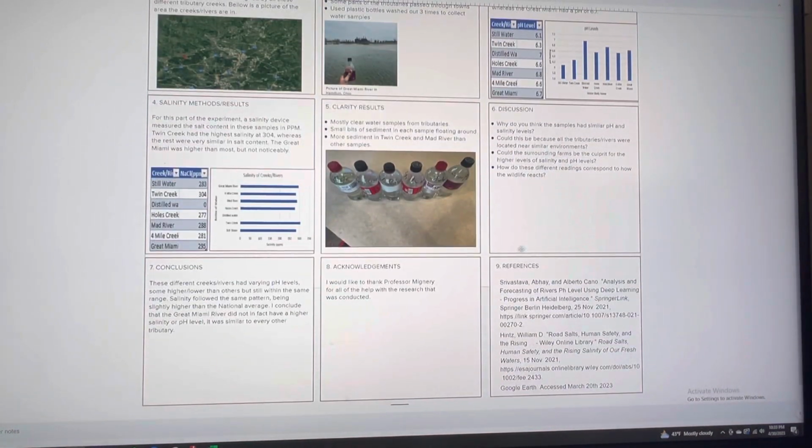In conclusion, these different creeks and rivers had varying pH levels, some higher or lower than others, but still within the same range. Salinity followed the same pattern, being slightly higher than the national average. I conclude that the Great Miami River did not, in fact, have a higher salinity or pH level. It was similar to every other tributary, and all of the other rivers and creeks combined into it did not add to the salinity and pH of the Great Miami River.